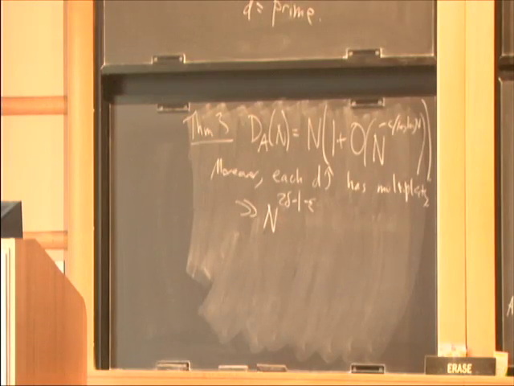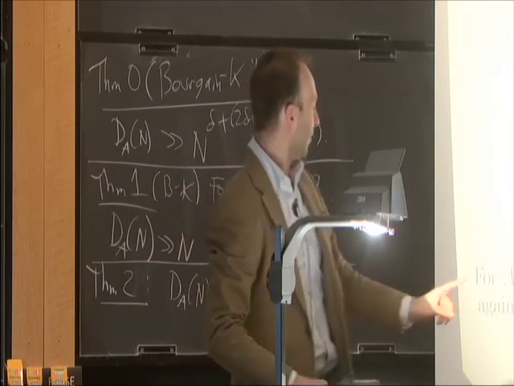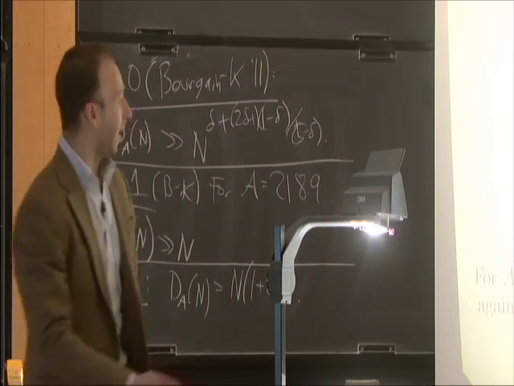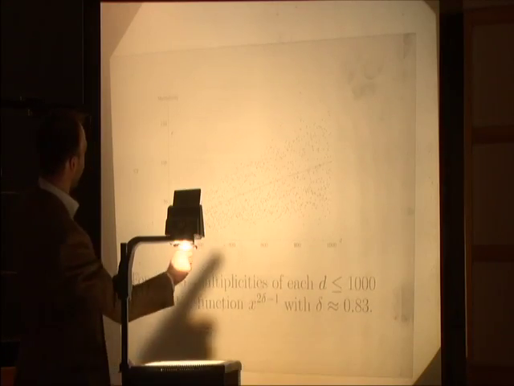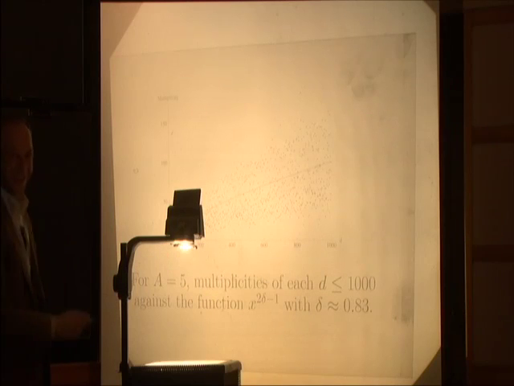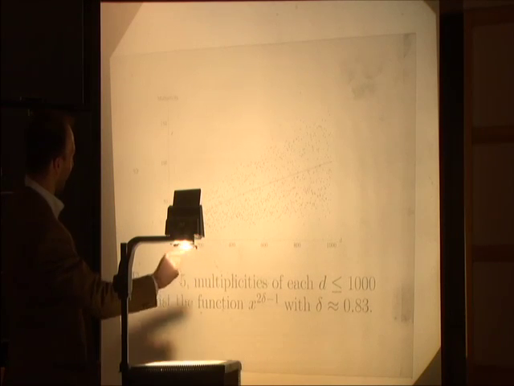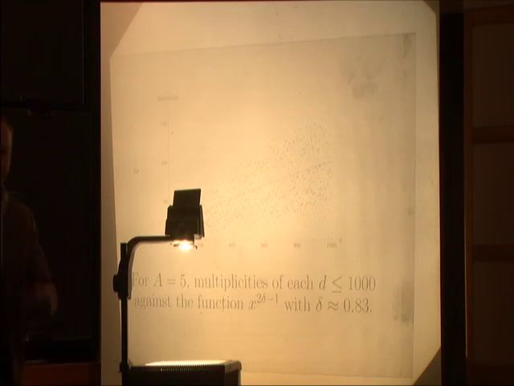So let me just show you a plot of the multiplicities. So here's for a equals 5. The dimension for a equals 5 is like 0.83. And above each d up to 1,000, the multiplicities are all non-zero. That's nice. And I plotted the curve x to the 2 delta minus 1. And it fluctuates quite a bit around these.